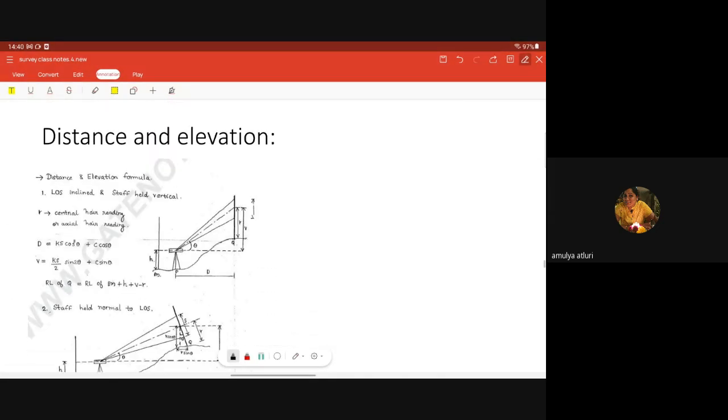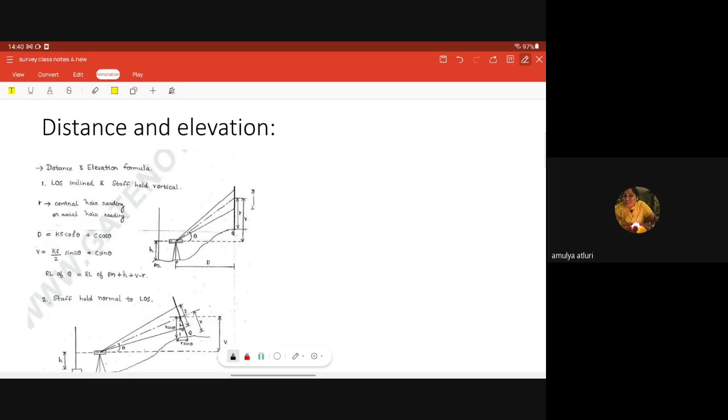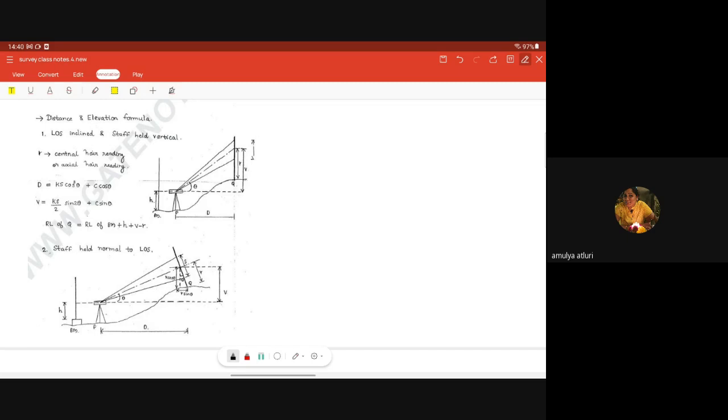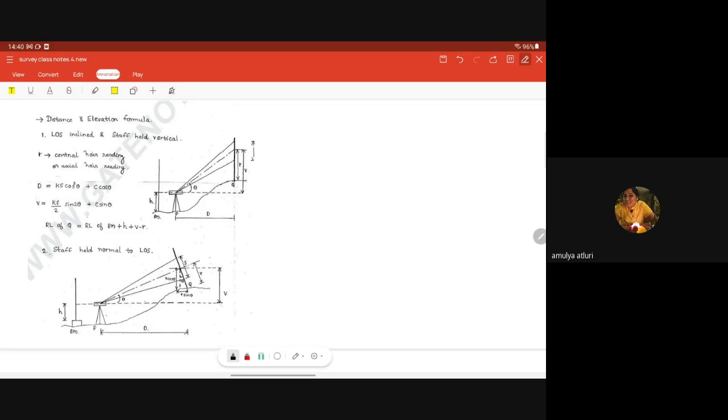Next, let's go with the distance and elevation formula. When my line of sight is inclined and the staff held vertical, what is my D and V formula? D is equal to Ks cos square theta plus C cos theta, and V is equal to Ks by 2 sin 2 theta plus C sin theta. RL of Q is equal to RL of BM plus H plus V minus R.